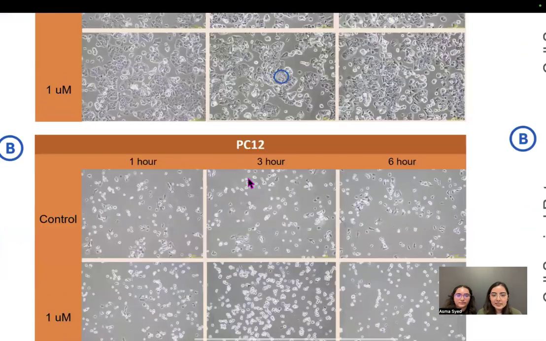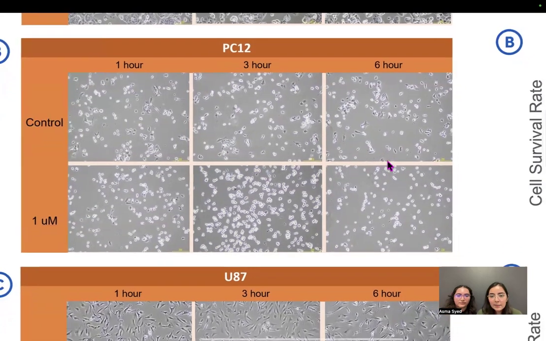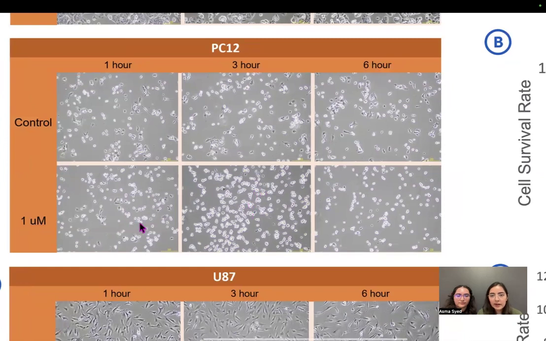And then for our PC12 cell line, which is again serving as our neuron model, as you can see in our control, we have healthy looking cells throughout 1, 3, and 6 hours. But in our 1 micromolar drug application, you see some more detachment of cells, which means more floating cells. Our neurons here look healthy, but after 6 hours of application, there's more detachment, which is seen as circularization of the neurons as compared to elongated neurons, which are healthy.